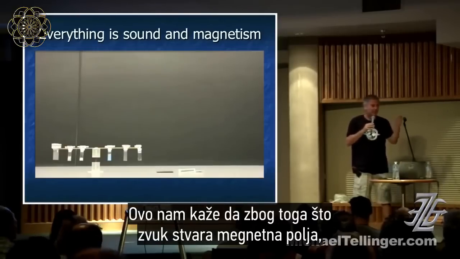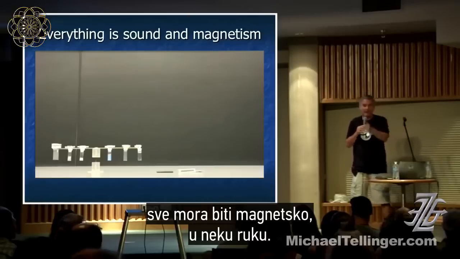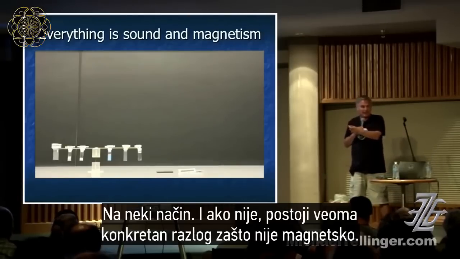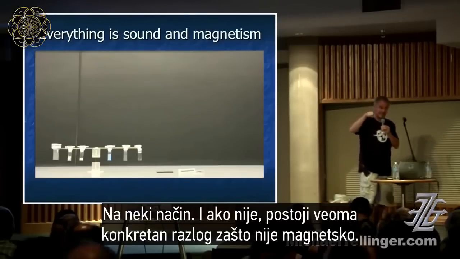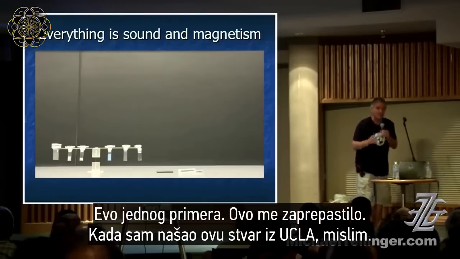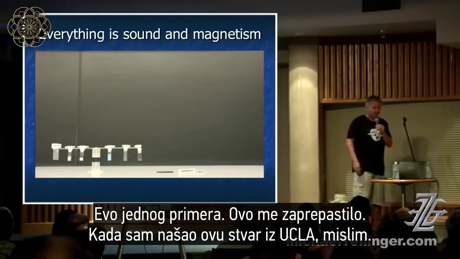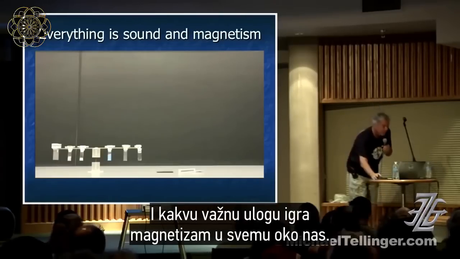This tells us that because sound creates magnetic fields, everything must be magnetic in some sort of way. And if it's not, there's a very specific reason why it's not magnetic. So here's an example. This blew my mind when I found this little thing from UCLA, I think. This is such an important little video that will change your perception of what our universe or what our reality around us is, and how important a role magnetism plays in everything that surrounds us.